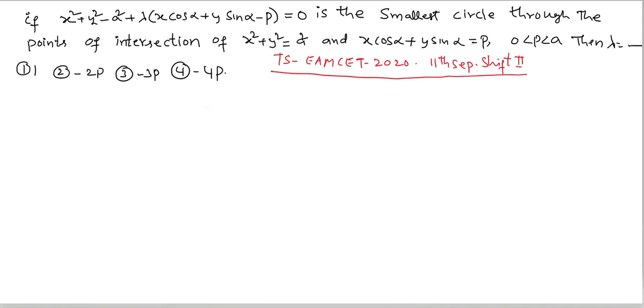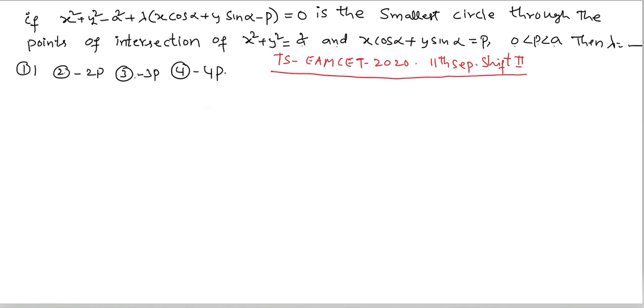If x square plus y square minus a square plus lambda times (x cos alpha plus y sin alpha minus p) equals 0 is the smallest circle through the point of intersection of x square plus y square equals a square and x cos alpha plus y sin alpha equals p, where 0 is less than p less than a, then lambda is equal to dash. Options: first 1, second minus 2p, third minus 3p, fourth. This is TS EAMCET 2020, 11th September, shift 2.